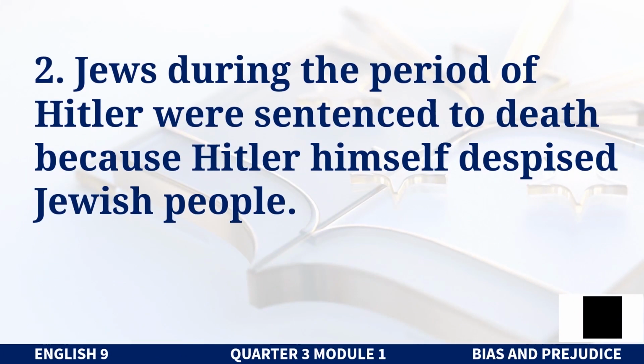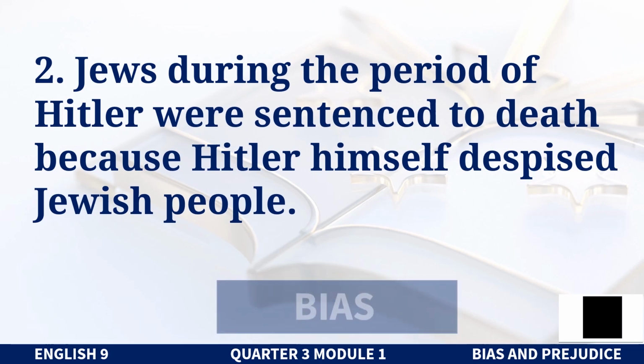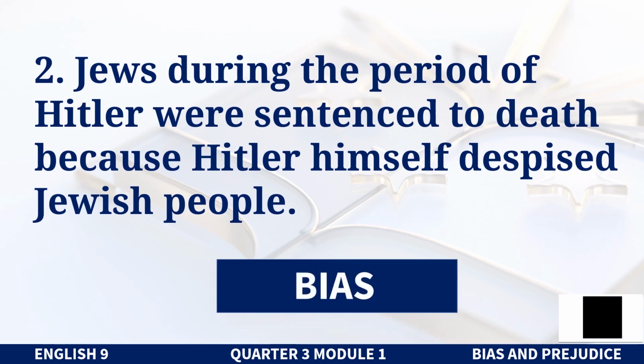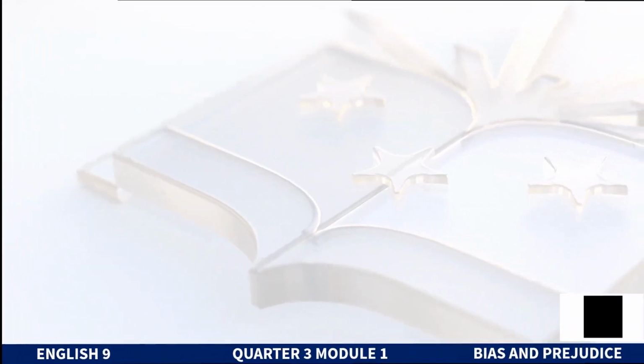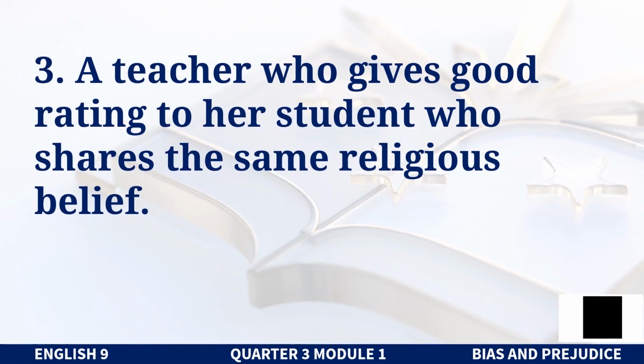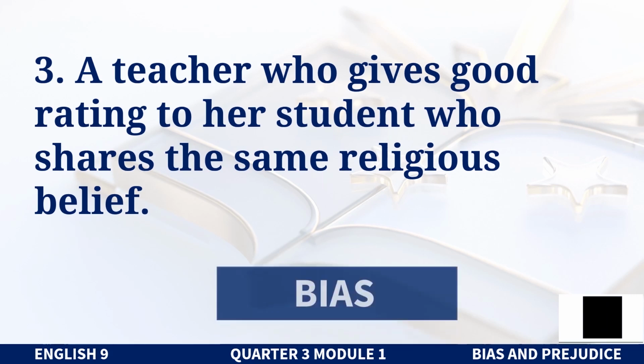Jews during the period of Hitler were sentenced to death because Hitler himself despised Jewish people. The correct answer is bias. A teacher who gives good rating to her student who shares the same religious belief. The answer is bias.